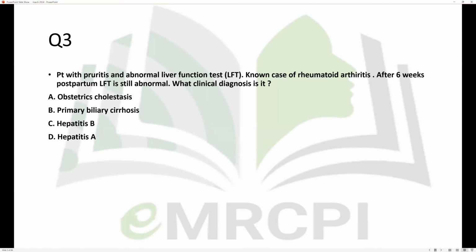Why is it not hepatitis? You don't have any leading word for hepatitis, and you don't have symptoms or risk factors for hepatitis. But what you have here is a risk for autoimmune disease. She is already a rheumatoid arthritis patient. Clear, everyone? So the answer is B.